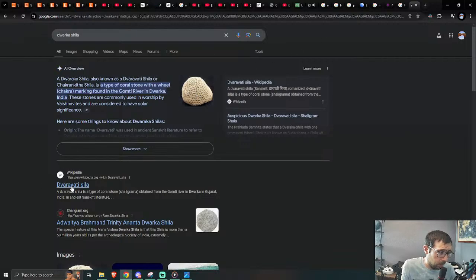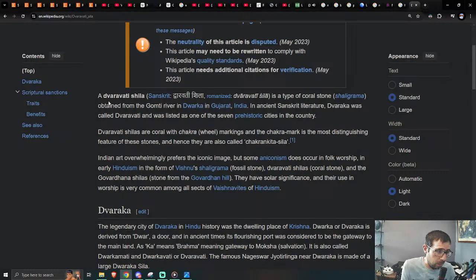This one obtained from the Gomti River in Dwarka, one of the seven prehistoric cities named after Dwarka, with chakra wheel markings, and the chakra mark is the most distinguishing feature of these stones, and hence they are called Chakrankita Shila. Chakrankita stone. I think that's Shila.